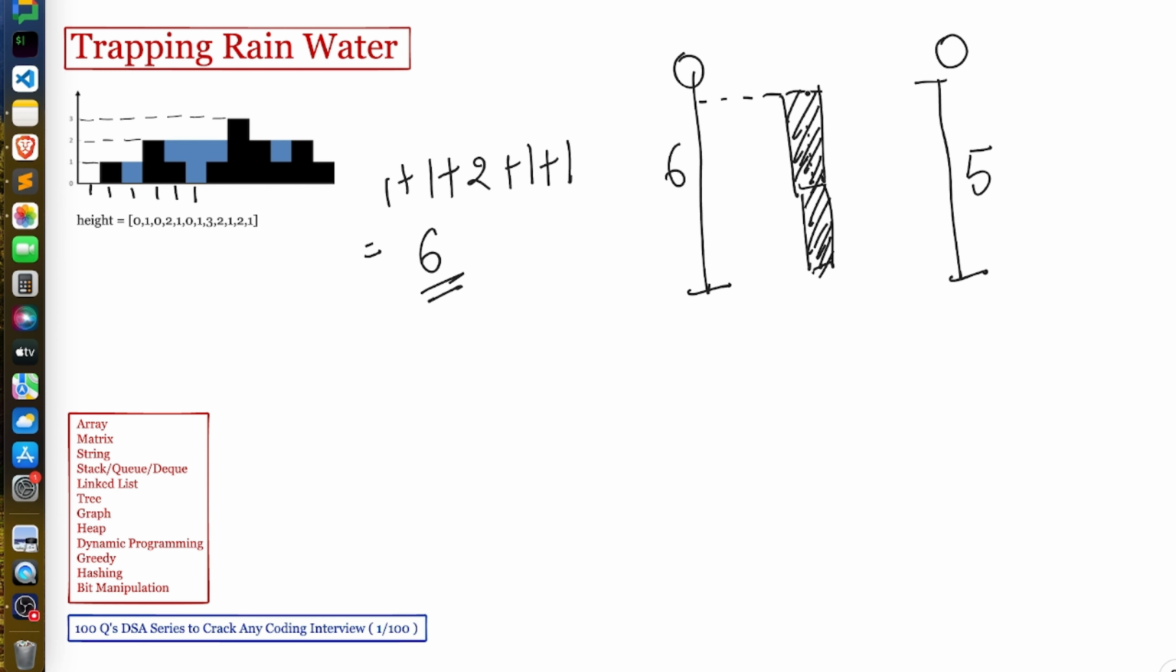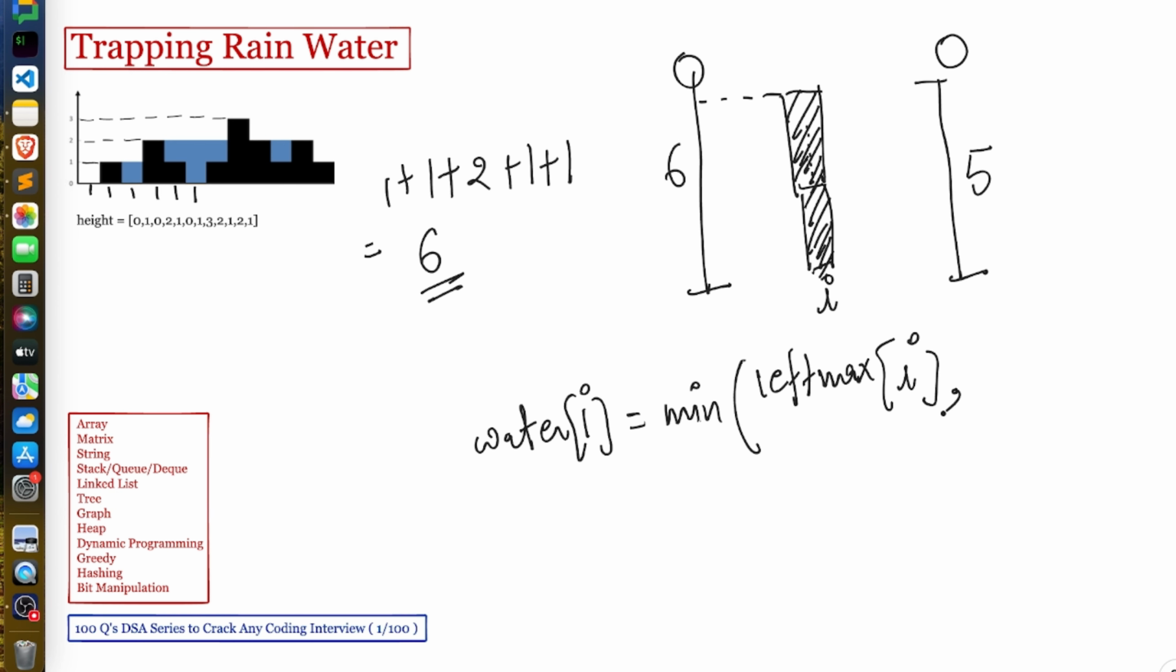Let's say this is the ith bar. The total water that would be stored on the ith bar is equal to minimum of left max of i, comma, right max of i. This left max and right max essentially tell you the maximum height of any bar on the left side, and similarly right max tells you the maximum height of any bar on the right side.